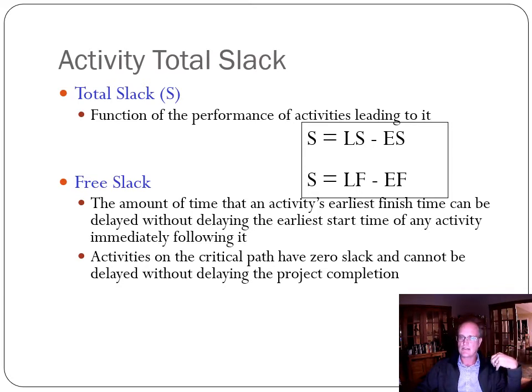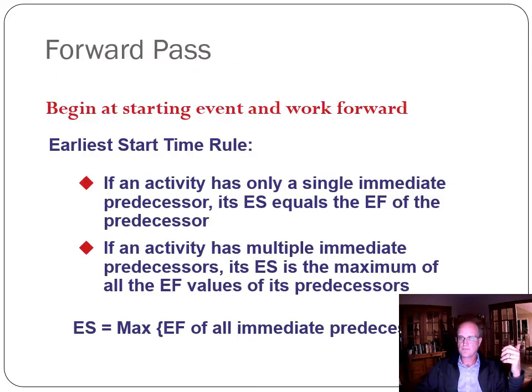And the slack is the difference between the earliest start and the latest start, and gives you a sense of how much buffer you have in that task. And so anything that's on the critical path has zero slack. Anything that is not on the critical path has slack.